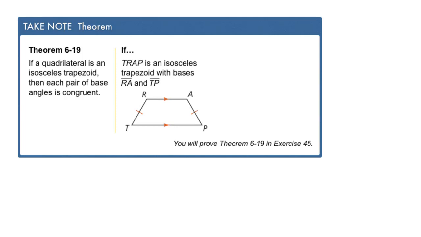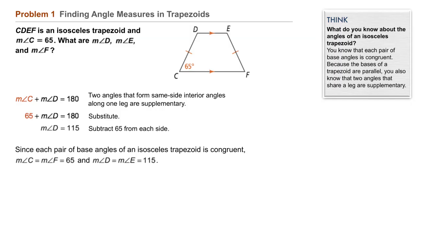So if, in the diagram, TRAP is an isosceles trapezoid with bases segment RA and segment TP, then angle T is congruent to angle P and angle R is congruent to angle A. Problem 1. Finding angle measures in trapezoids.